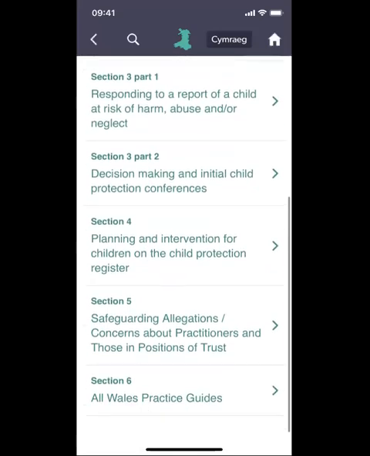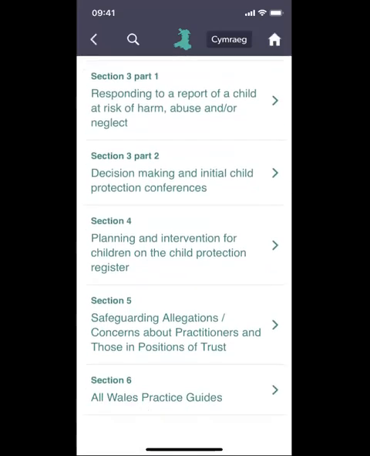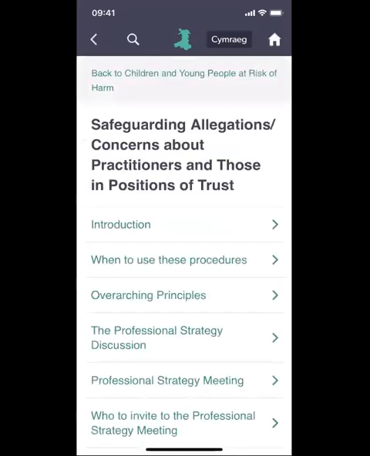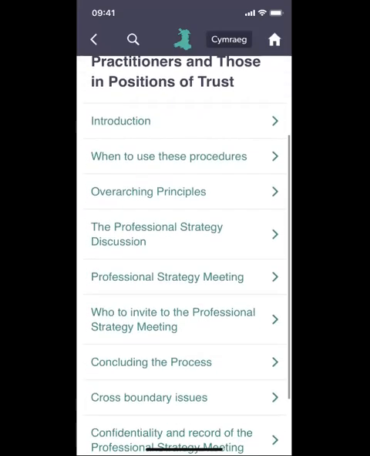So if we go into section 5, which deals with safeguarding allegations and concerns about practitioners and those in a position of trust, we see first the contents page, which includes an introduction to this part of the procedures and an overview of when it is appropriate to use these procedures.